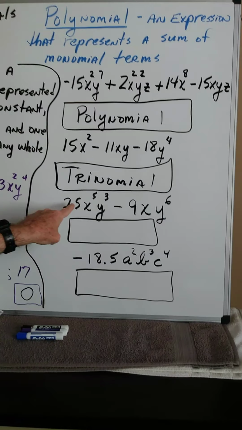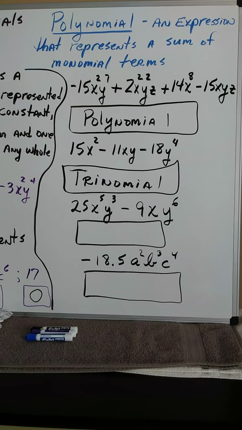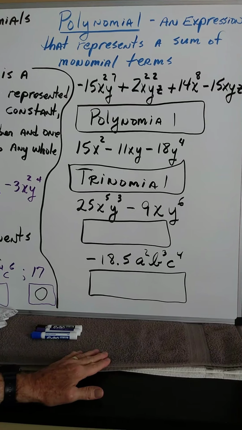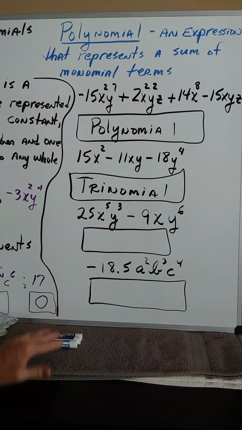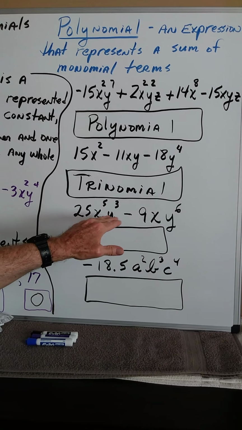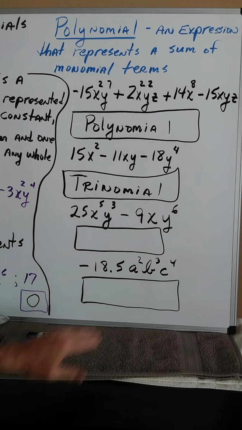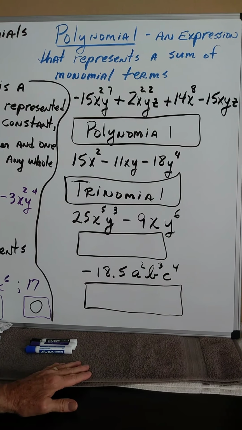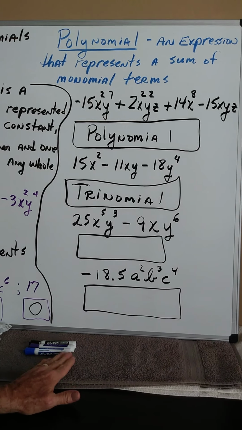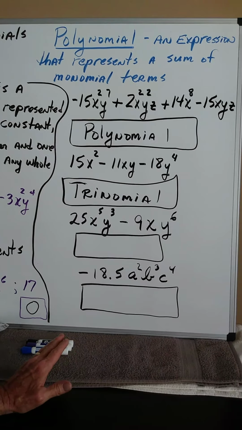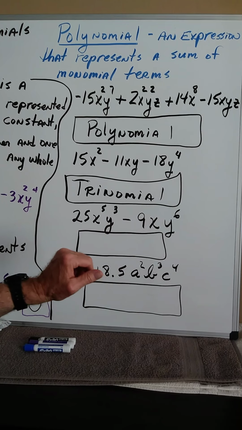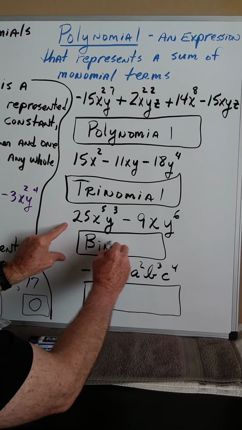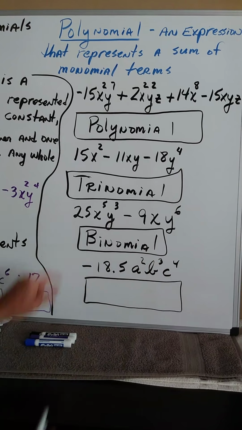Third one, 25x to the 5th, y to the 3rd, minus 9xy to the 6th. This is a polynomial as well. But this polynomial has exactly 2 terms in it. And any polynomial that has exactly 2 terms is called a binomial. I know some of you said it before I did. A binomial, because it has exactly 2 terms. And so its specific name is a binomial.